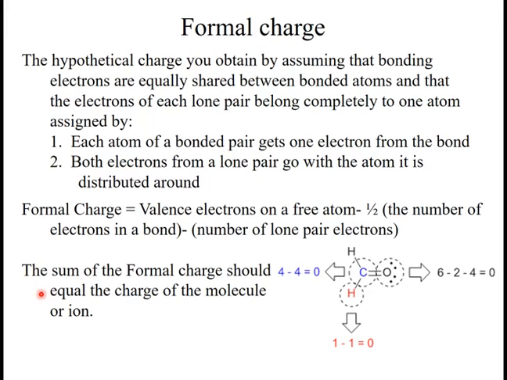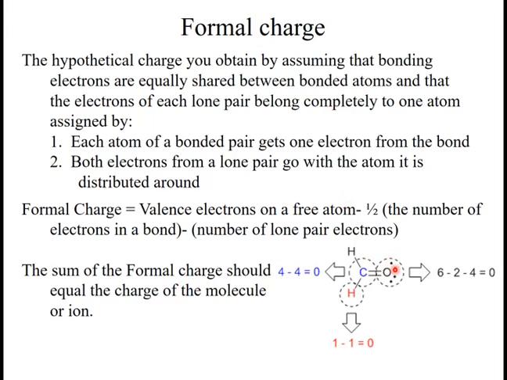In this section, we're going to be talking about formal charge. Formal charge is the hypothetical charge you obtain by assuming the bond electrons are equally shared, which means that each atom gets one of the two electrons in a bond, and that the electrons of each lone pair only can belong to that one atom.